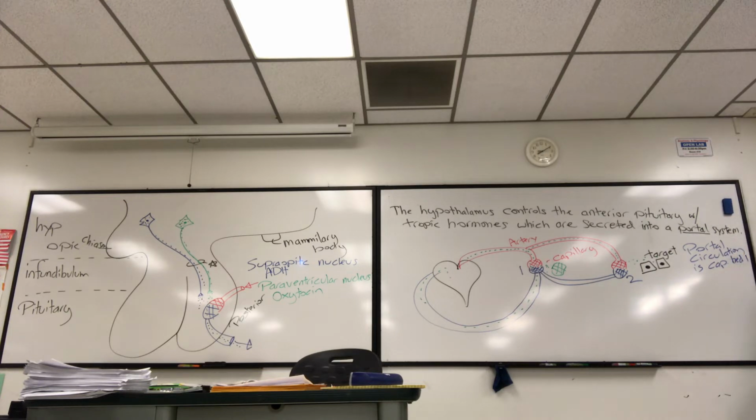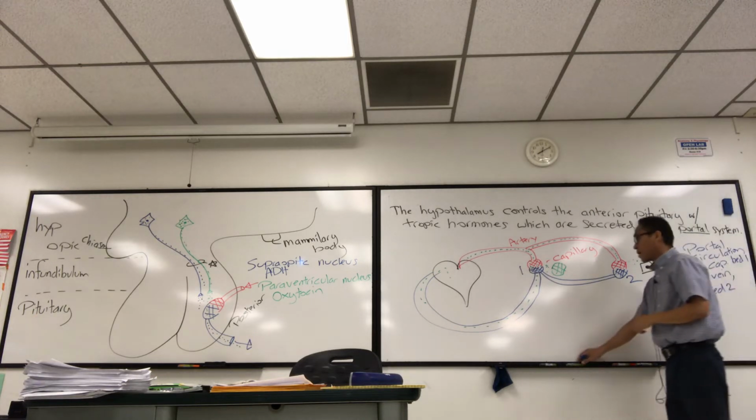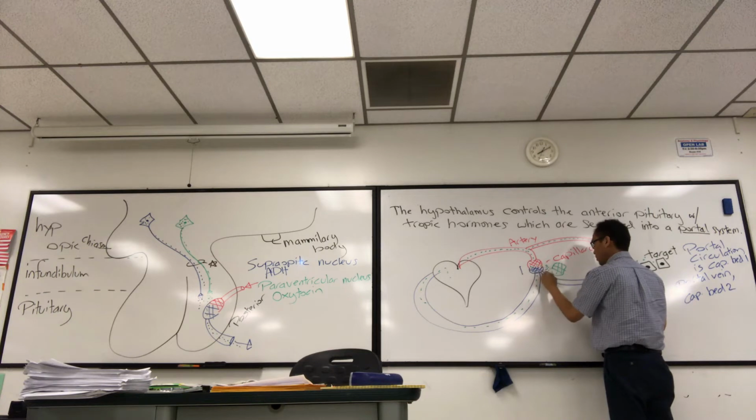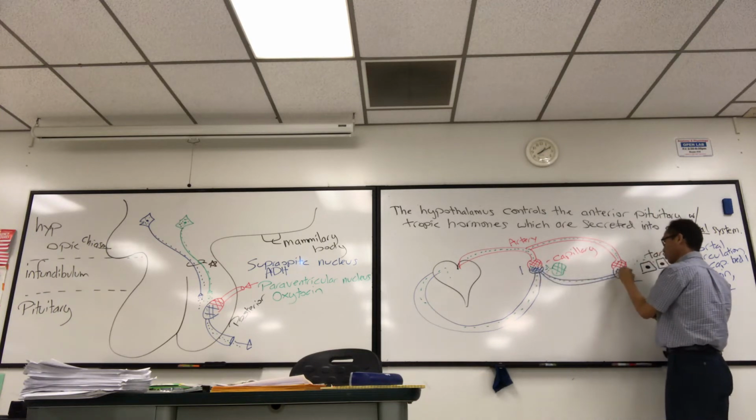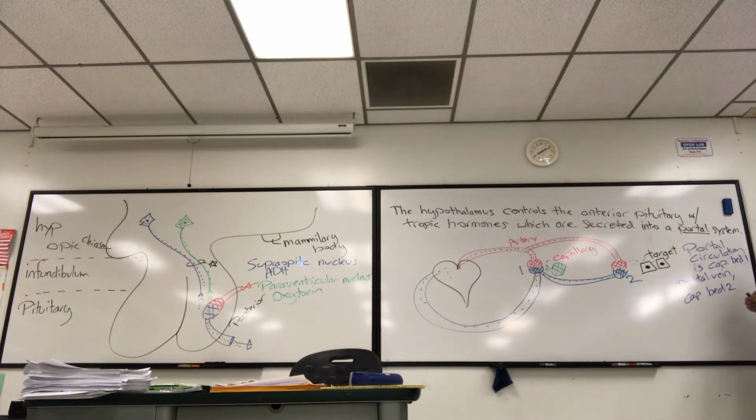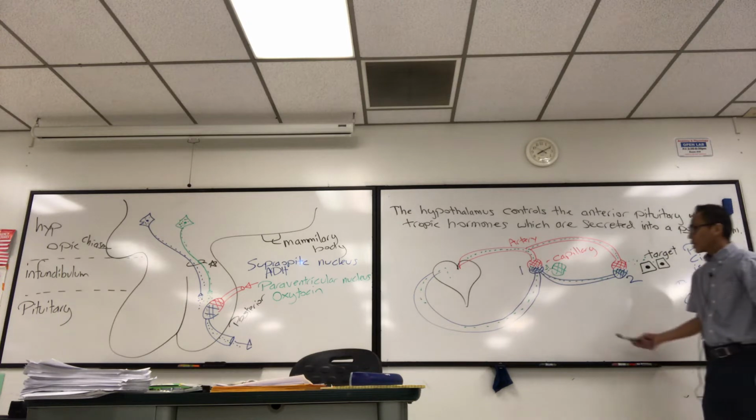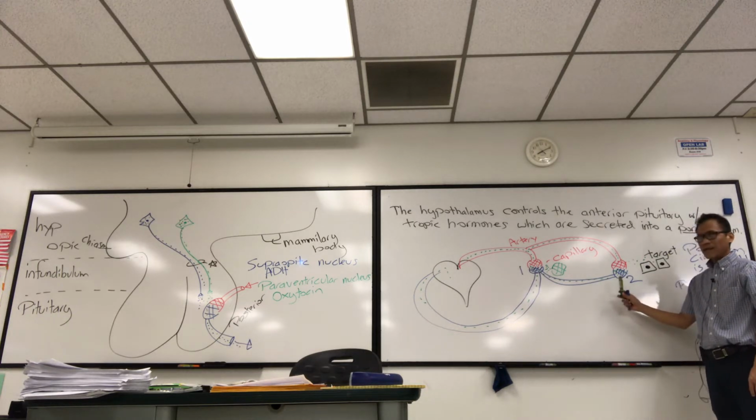Cap is short for capillary, in case you weren't following me there. Cap bed 1. Portal vein, cap bed 2. That's it. And so the hormone has a shortcut. Imagine now you secrete your hormone. You just got to go from point A to point B really quickly using the portal vein. There's only 3 examples in physiology, and this is one of them. The other ones are in kidney and digestive. We'll get to those. So any questions on what a portal system is?